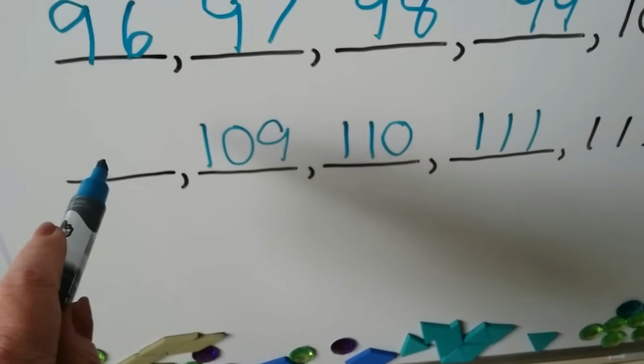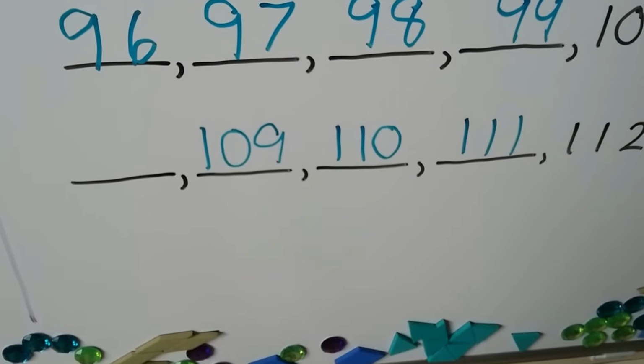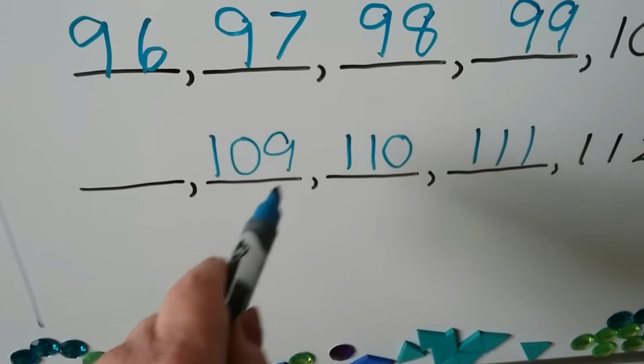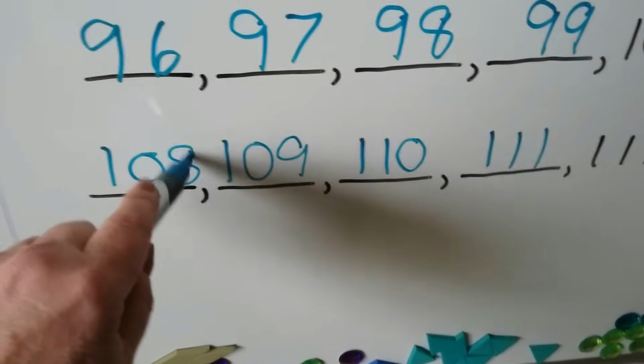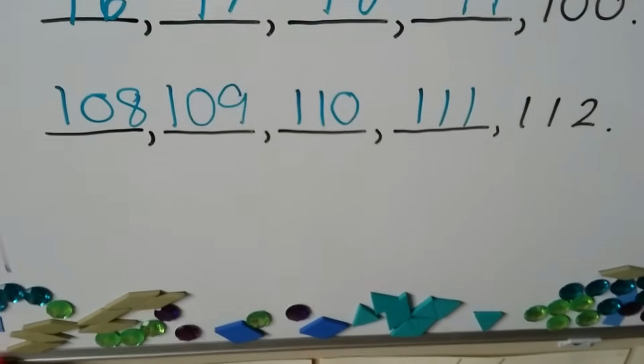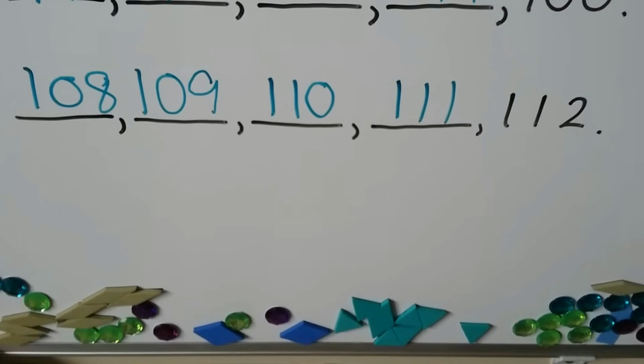So what number comes here, do you know? It's going to be 1 less in the ones place than a 9. If you said 108, you're right. So we have 108, 109, 110, 111, 112.